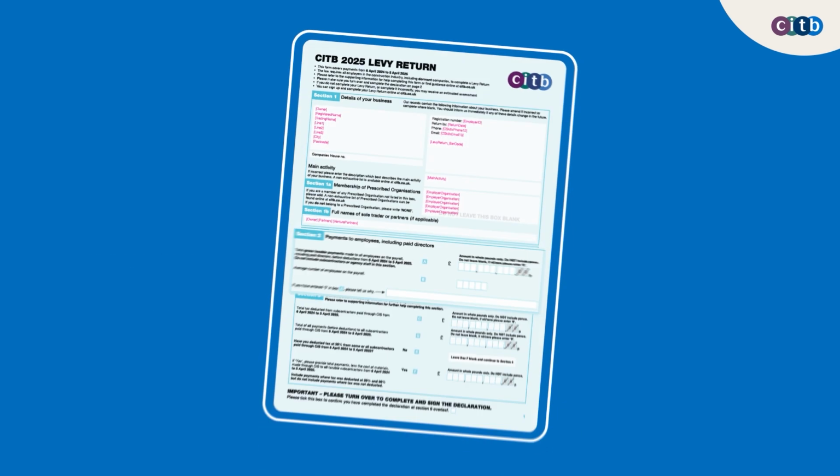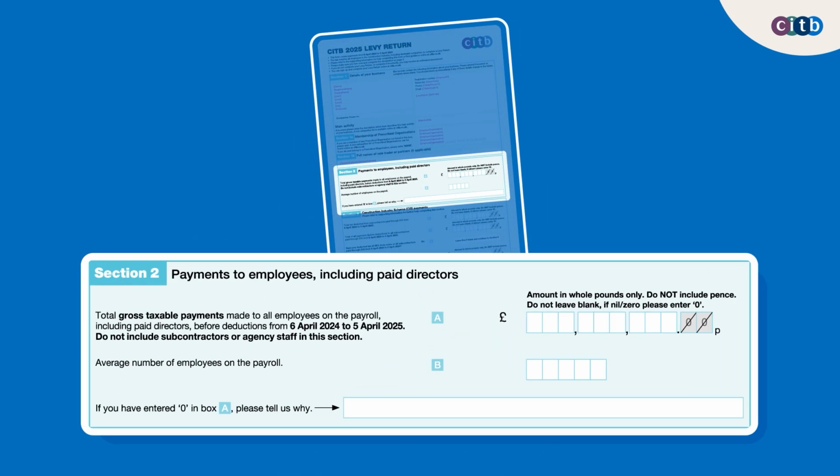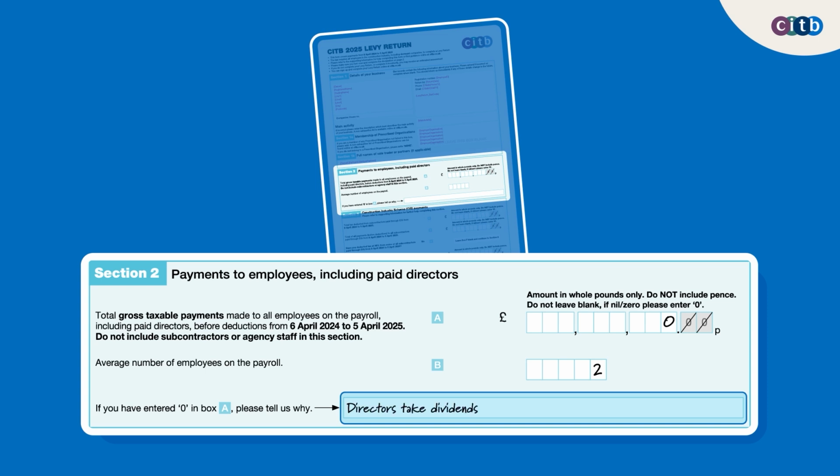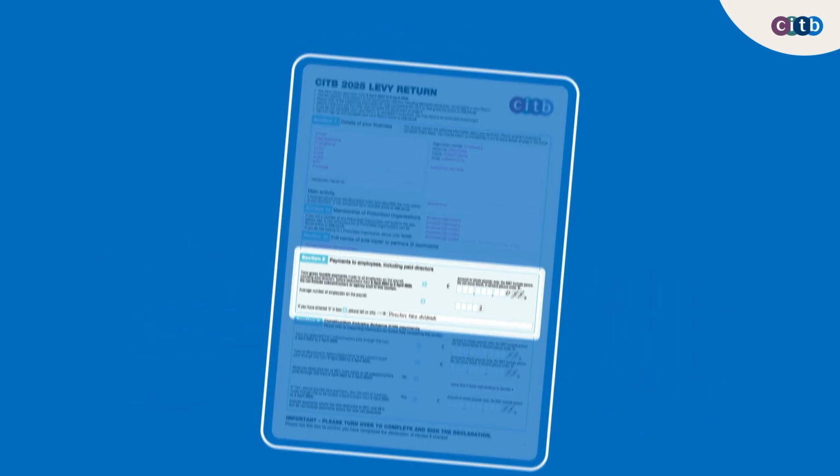If your business has made no taxable PAYE payments, please enter 0 in the total taxable pay box and enter a reason for no payroll into the space provided. For limited companies, all directors are classed as employees of the company, and their taxable pay should be included. If the directors are not paid, be sure to tell us why they have not taken a wage through PAYE. For example, directors may only take dividends or receive income from another source.